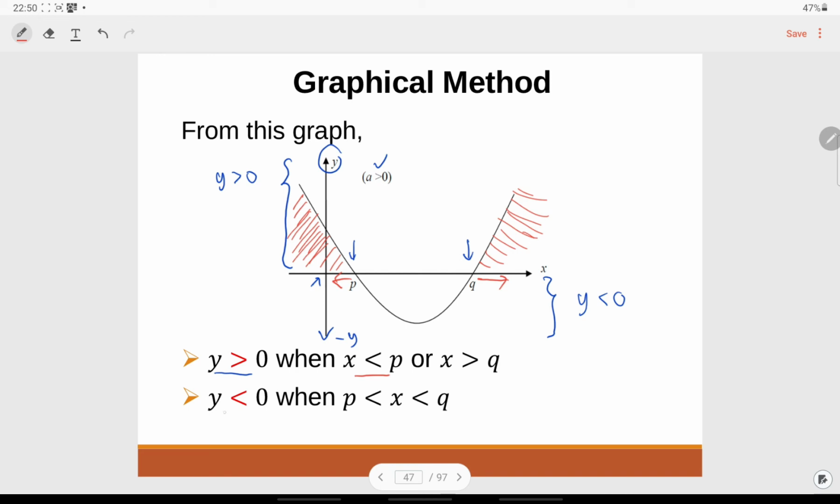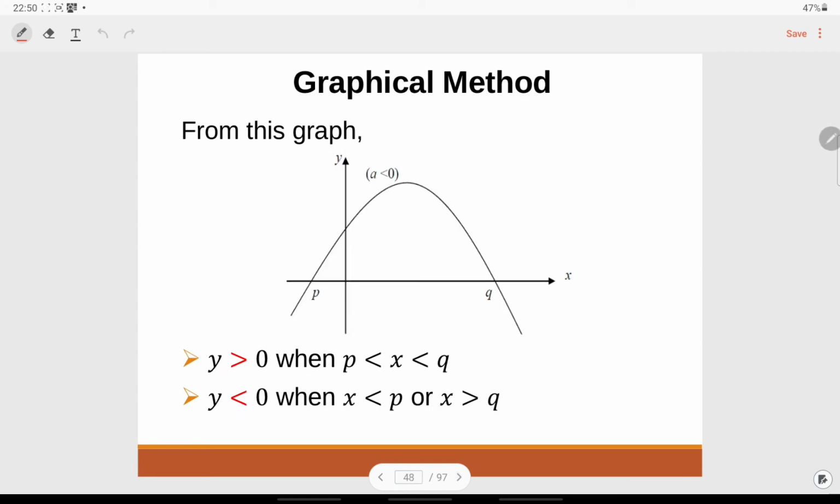When y is less than 0, we consider the area covered below the x-axis. So where is the area? This is the area, below the x-axis. The area is between p and q. So the value of x is greater than p and less than q. That is the case when a is greater than 0.